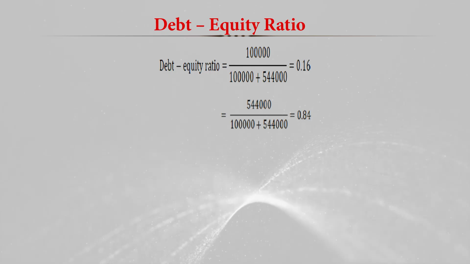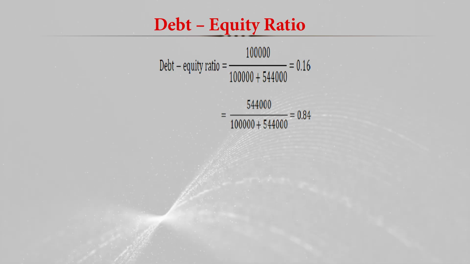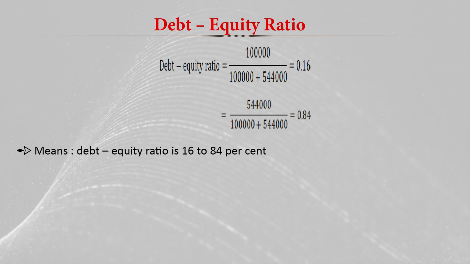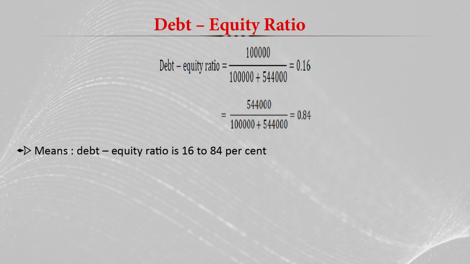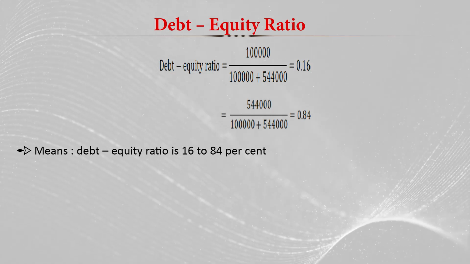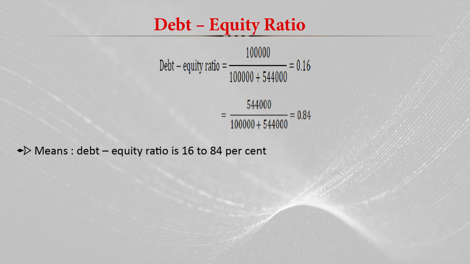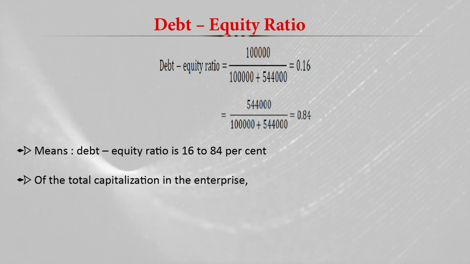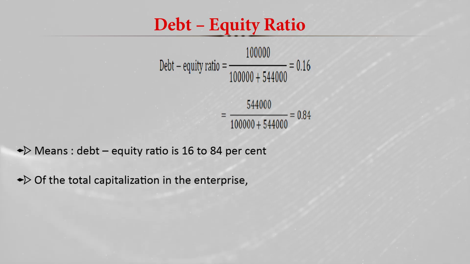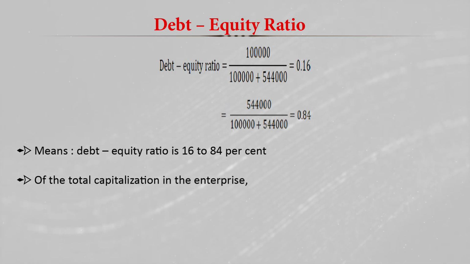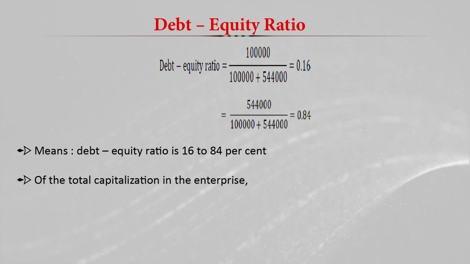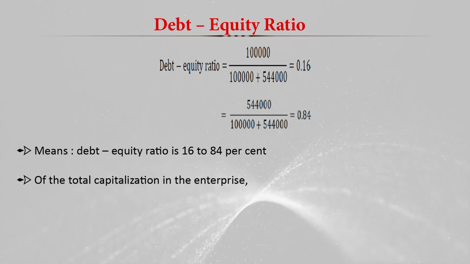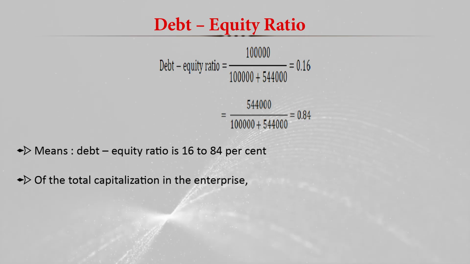So, it comes to 0.84. So, it means the debt equity ratio is 16% to 84%. It shows how much, in the total capitalization of a firm or enterprise, is the contribution from the debt and how much is the contribution from the equity. In case of our dal mill, the figure is 16 to 84%.